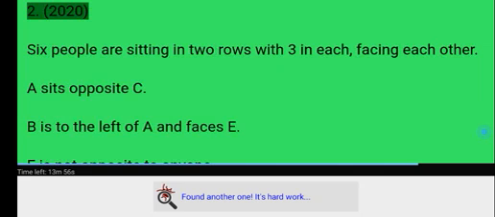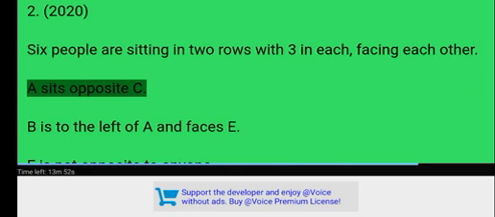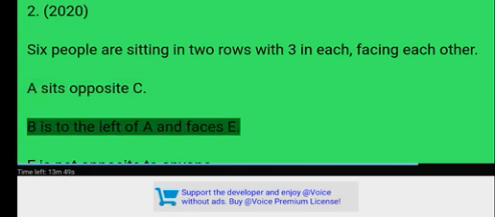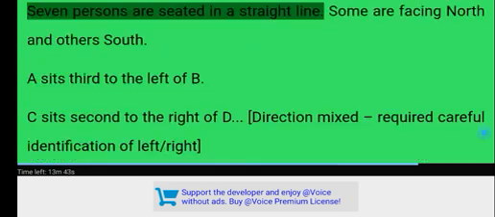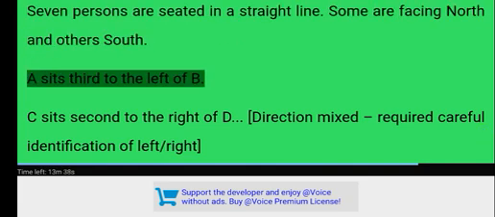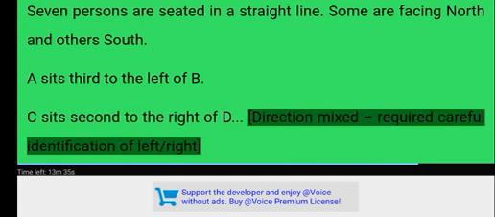2. 2020. 6 people are sitting in 2 rows with 3 in each, facing each other. A sits opposite C. B is to the left of A and faces E. F is not opposite to anyone. Questions tested deduction of both rows and cross-opposite relationships. 3. 2022. 7 persons are seated in a straight line. Some are facing north and others south. A sits third to the left of B. C sits second to the right of D. Direction was mixed, requiring careful identification of left-right.